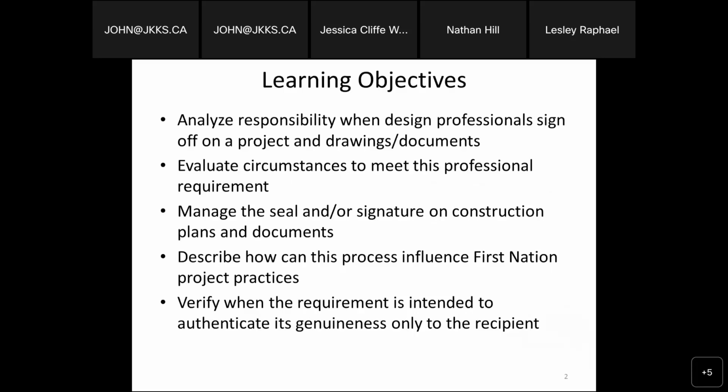So just a few of the learning objectives we hope to accomplish today are listed here. Analyze responsibility when design professionals sign off on a project and drawings and documents. Evaluate circumstances to meet this professional requirement. Manage the sealing and/or signature on construction plans and documents. And describe how this process can possibly influence First Nation project practices. And also to verify when the requirement is intended to authenticate genuineness or authenticity only to the recipient.